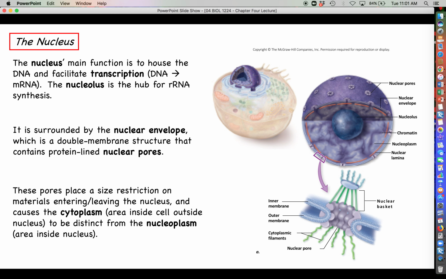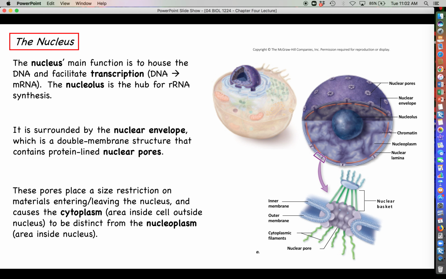So a couple other things will happen here as well. A specific location inside of the nucleus, which you can clearly see here, is much darker than the rest of the surrounding nucleus. This is called the nucleolus. This is going to be the hub for ribosomal RNA synthesis, so somewhat similar to the transcription we saw before, except this RNA that we're making is going to serve a different role than the messenger RNA does.